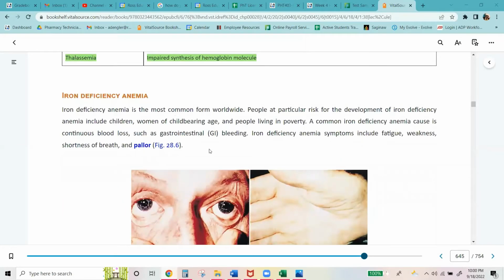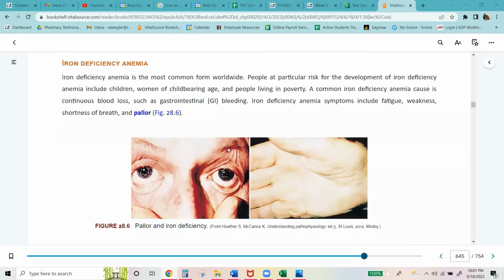Iron deficiency anemia is the most common worldwide. Iron deficiency symptoms include fatigue, weakness, shortness of breath, and pallor. People at risk for iron deficiency are children, women of childbearing age, and people living in poverty.